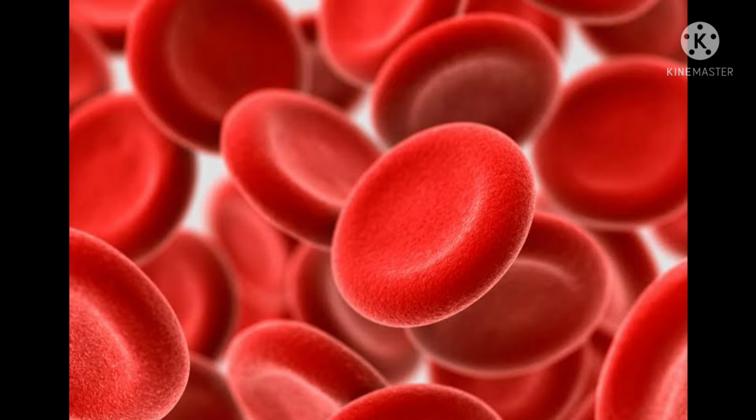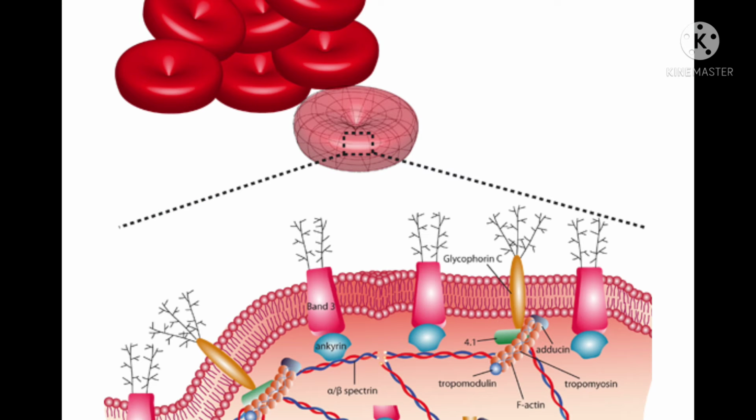RBC is bounded by red cell membrane which has blood group antigens present on it. To this red cell membrane is attached an interconnection of protein network called the cytoskeleton of red cell. This cytoskeleton is made of spectrin, actin, band 2.1, band 3, band 4.1 and ankyrin and many other proteins.